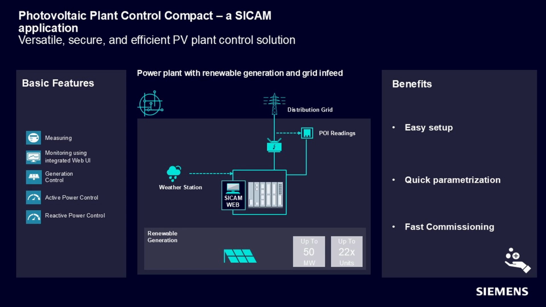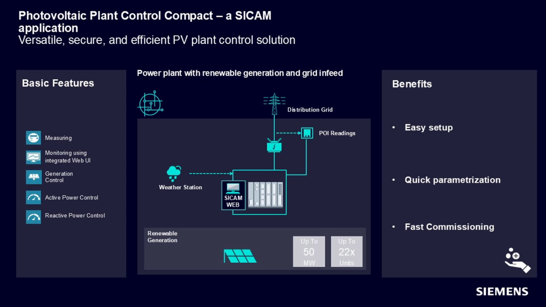The solution provides a competitive price, combining the CP8031 with SICAM Web HMI as basic features. We include measuring and monitoring using an integrated web UI, allowing us to provide measurements from the POI, point of interconnection with the grid. Through a power meter, we can display information on inverter production and inverter status. We perform generation control at different levels: active power control, reactive power control, and logging and archiving, using the standard capabilities of the SICAM A8000. Let's go through the details.